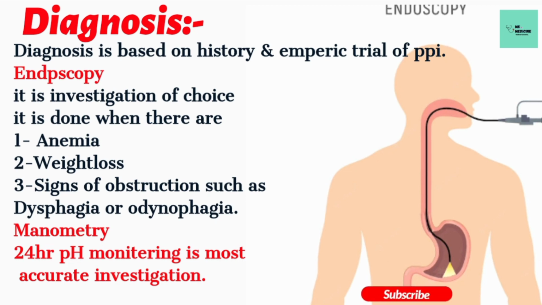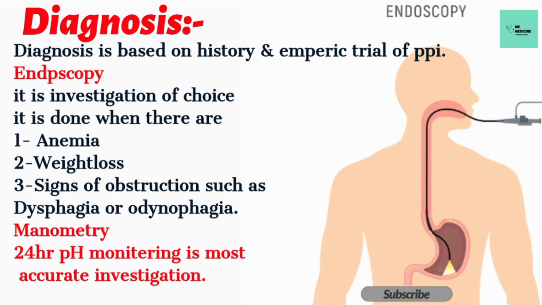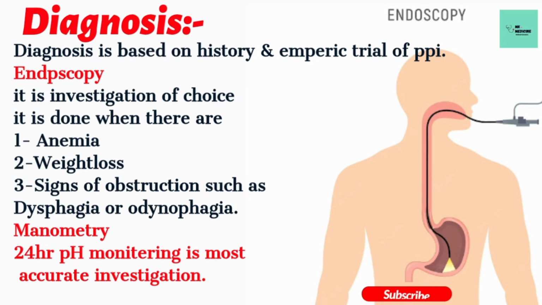And we also perform 24-hour pH monitoring. It is one of the most accurate investigations, and it shows the pH in the lower esophagus, and if pH is low in the lower esophagus, the diagnosis of GERD is confirmed.